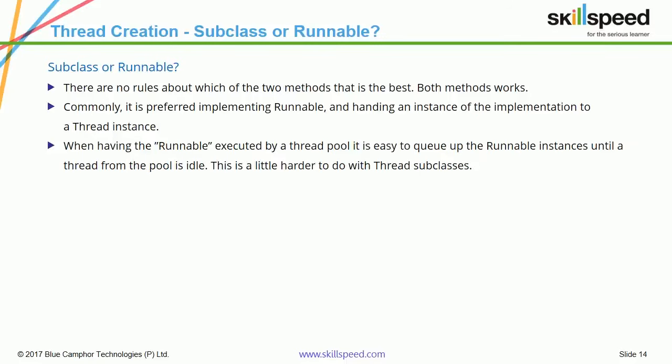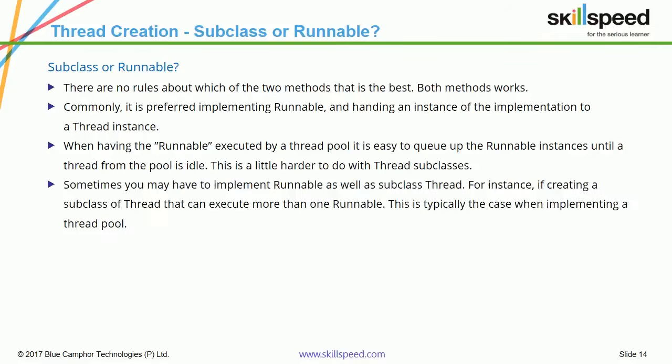When having the Runnable executed by a thread pool, it is easy to queue up the Runnable instances until a thread from the pool is idle. This is a little harder to do with Thread subclasses. Sometimes you may have to implement Runnable as well as subclass Thread. For instance, if creating a subclass of Thread that can execute more than one Runnable. This is typically the case when implementing a thread pool.